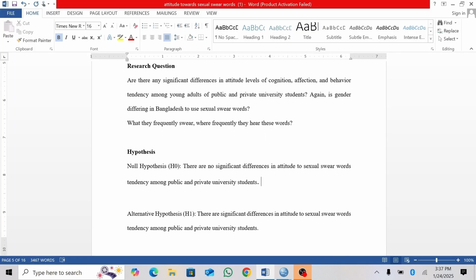Okay, this is one of my research projects that I carried out recently. Here you can see the research questions and the hypothesis. Now we have to understand these clearly at first, so you will understand your result interpretation better. Research question: are there any significant differences in attitude levels of cognition, affection, and behavior tendency?